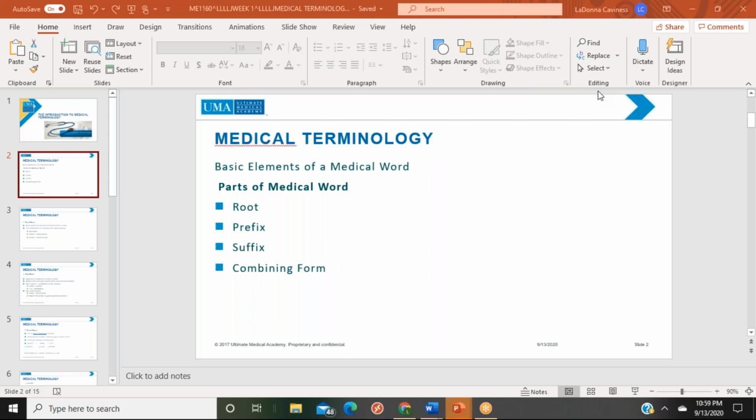A word root cannot stand alone. A suffix will almost always be added at the end of the word to complete the term. The rules for creating a combining form by adding a vowel apply when a suffix begins with a consonant, and we'll talk more about that throughout the PowerPoint. It's added to the word root. When a prefix is added, it is always placed at the beginning of the word.